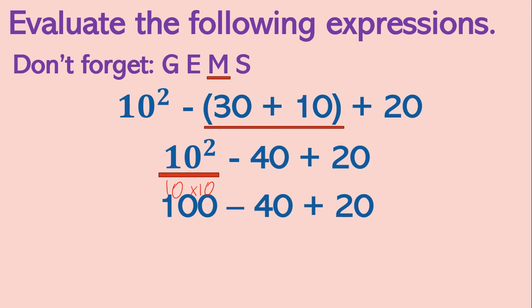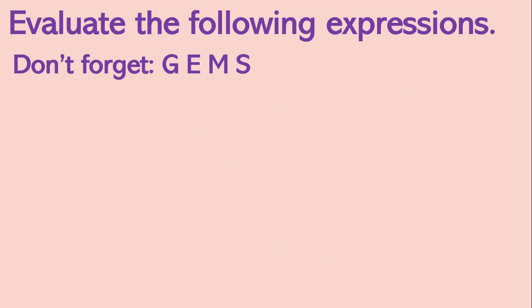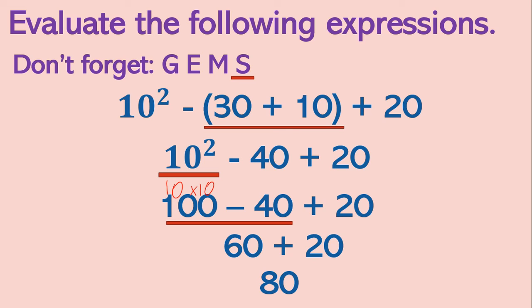Now we're going to move on to multiplication and division. There is no multiplication or division in this expression, so we can move on to subtraction and addition. We see that there's both subtraction and addition in this expression, so we go from left to right. First, we're going to subtract 100 minus 40. We have 100 minus 40, which equals 60, and now we can add the 20. So 60 plus 20 equals 80.